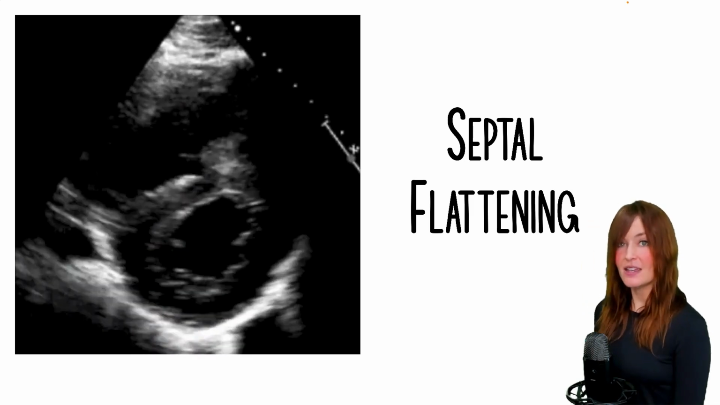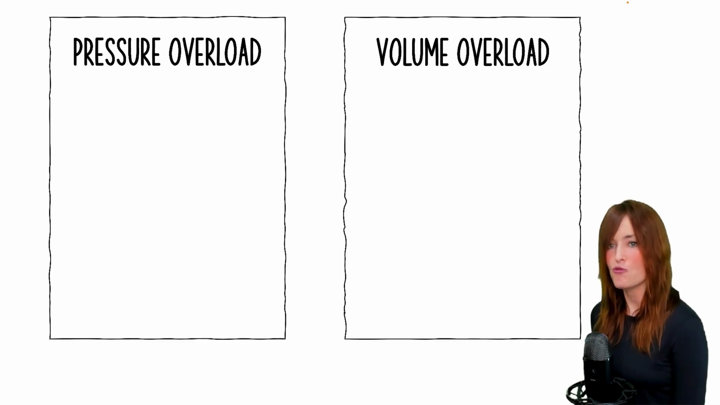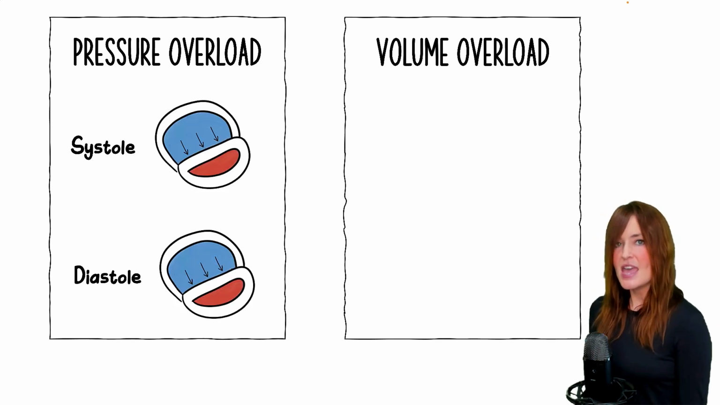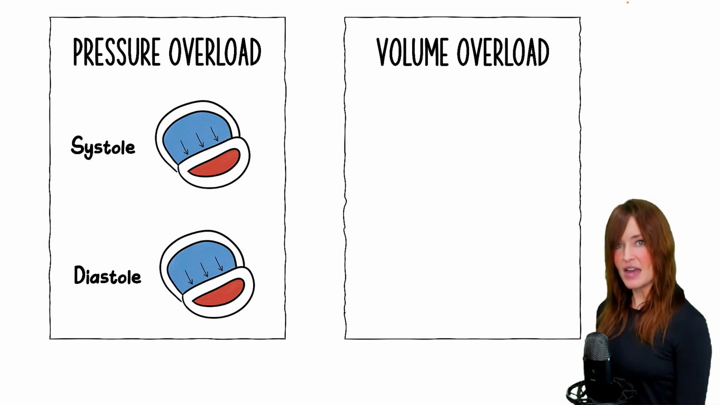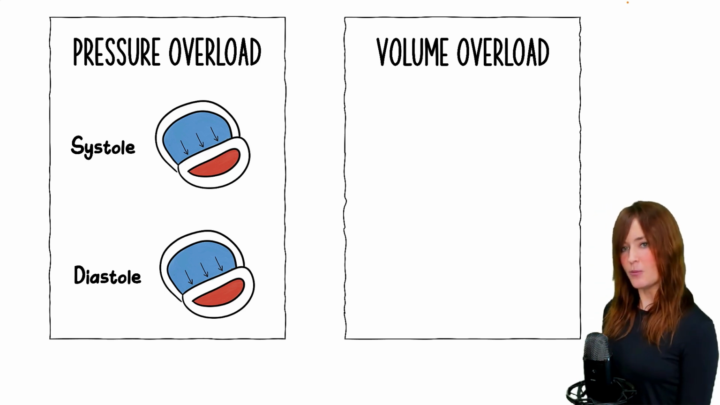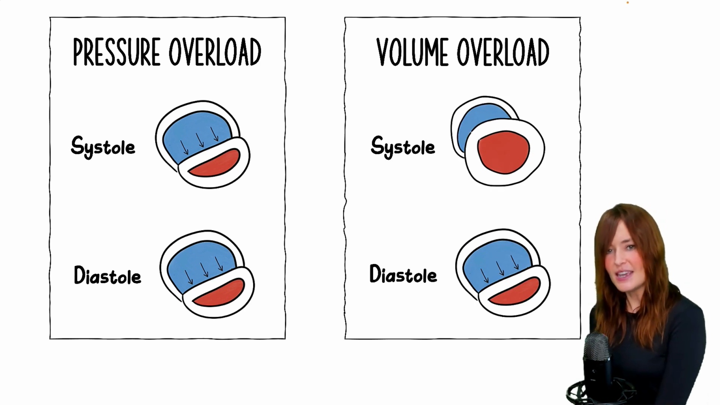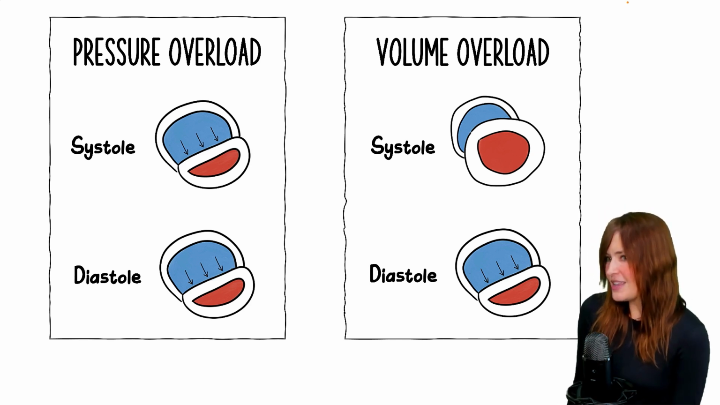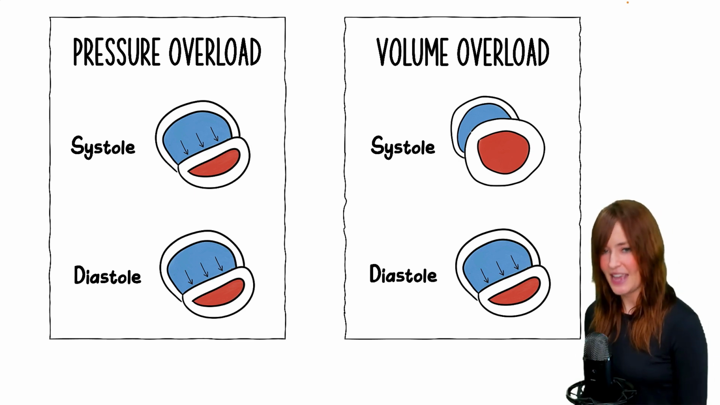But I also like it because it tells me something useful about physiology, because it can help me distinguish between pressure overload plus or minus volume overload. Because here's the idea. If I have a pressure overloaded right ventricle, then my septal flattening is going to occur in both systole and diastole. But if my right ventricle is just purely volume overloaded, then I'm just going to see it in diastole, because the RV is not pushing against high systolic pressures. It's just volume overloaded, and you're going to see that in diastole. So that's something I'll also look for.